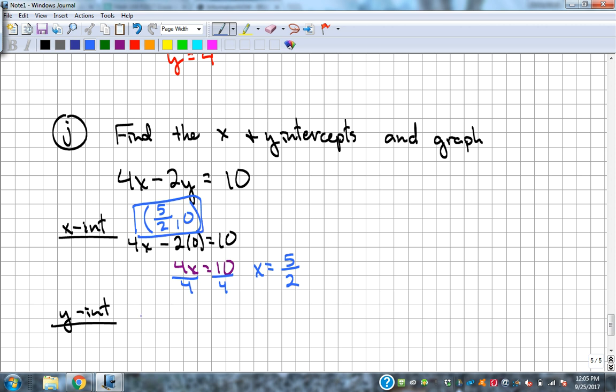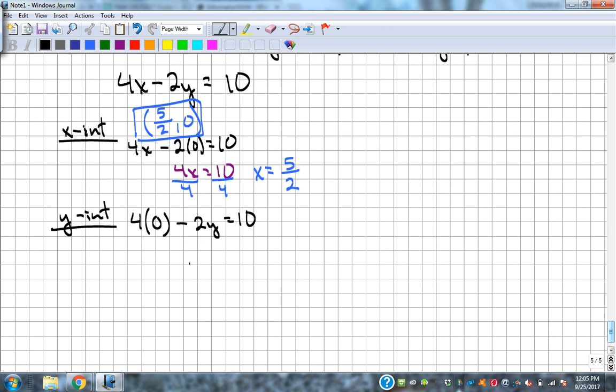Let's go ahead and find the Y-intercept, see what happens. What do I do to find the Y-intercept? Plug what in for X? 0, yeah. Good. And so that's negative 2Y equals 10. Yeah, divide by the negative 2, and Y is negative 5, so the ordered pair is 0, negative 5. That one's a little better.